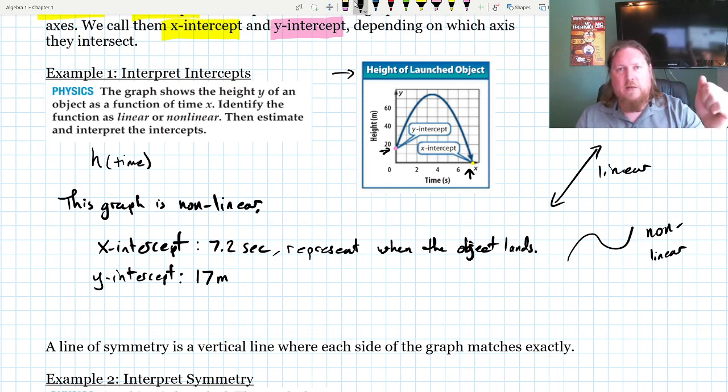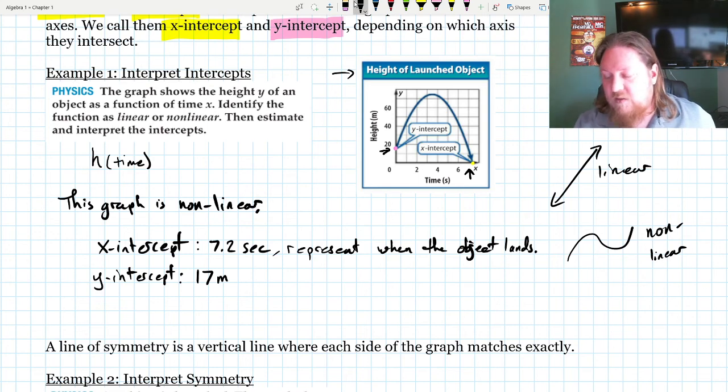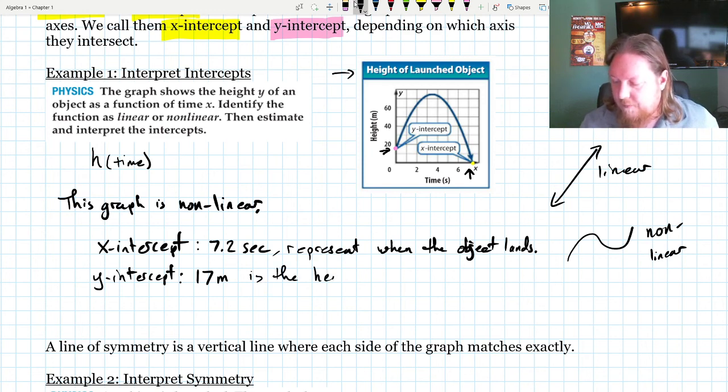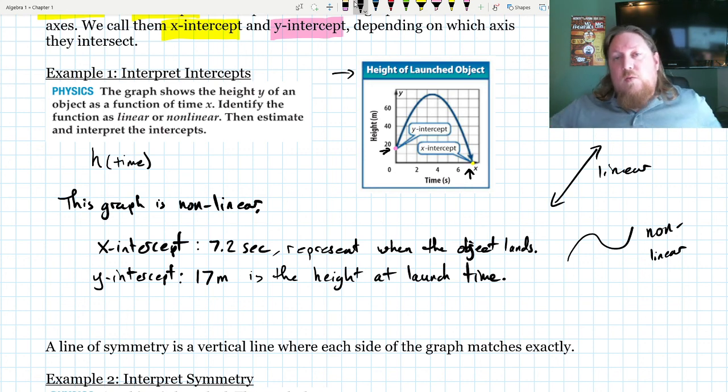So you got the countdown: 5, 4, 3, 2, 1, 0. Commence launch, and then it starts taking off. So when it's at 0 time, it hasn't taken off yet. So this would be 17 meters is the height at launch time. So that's what we're trying to do. Interpreting them is very difficult. If all you can do is get to recognize what those intercepts are, start with that, then ask me for help about interpreting it, and I can help you out there.